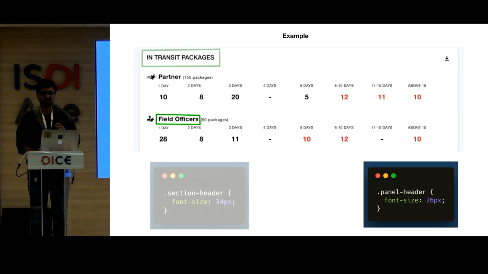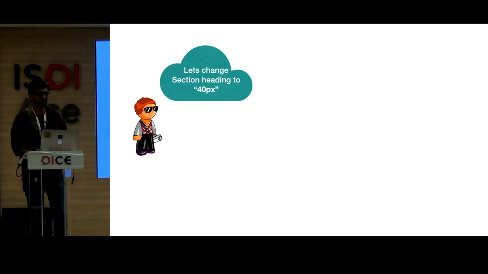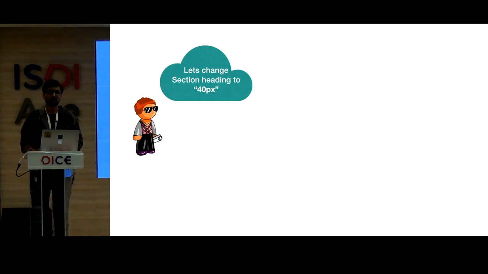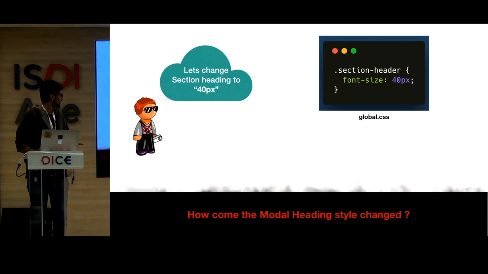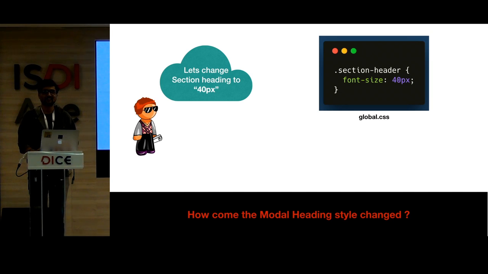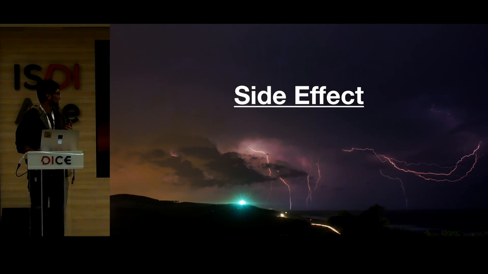So this is fine. Then one fine morning, our designer comes up, looks at it and says, let's change the section heading to 40 pixels. And we do it. But then, how come the modal styling header changed? We fix one thing and something else breaks. You might have guessed it: CSS is global scope. The modal styling is also using that section header to style its whole modal heading, and that's why it is broken. That's what we call a side effect.